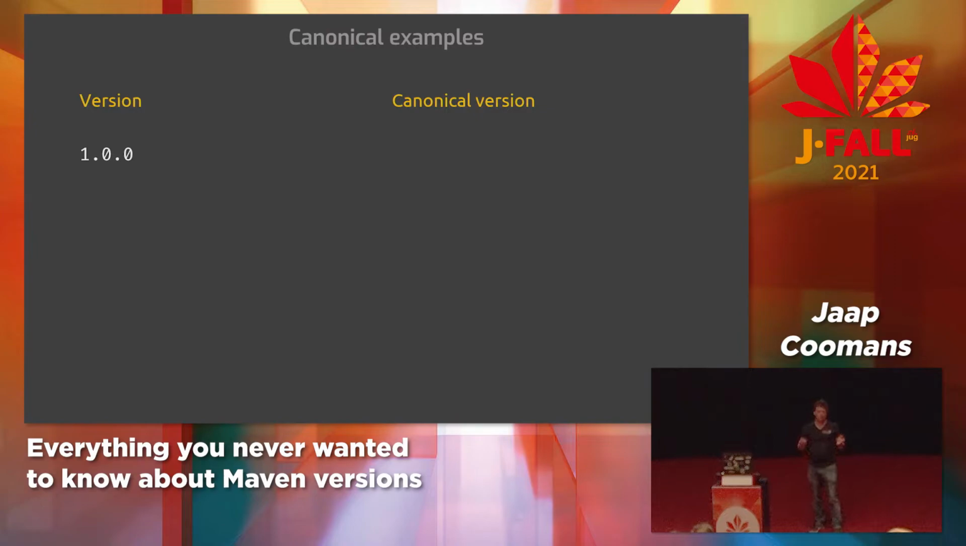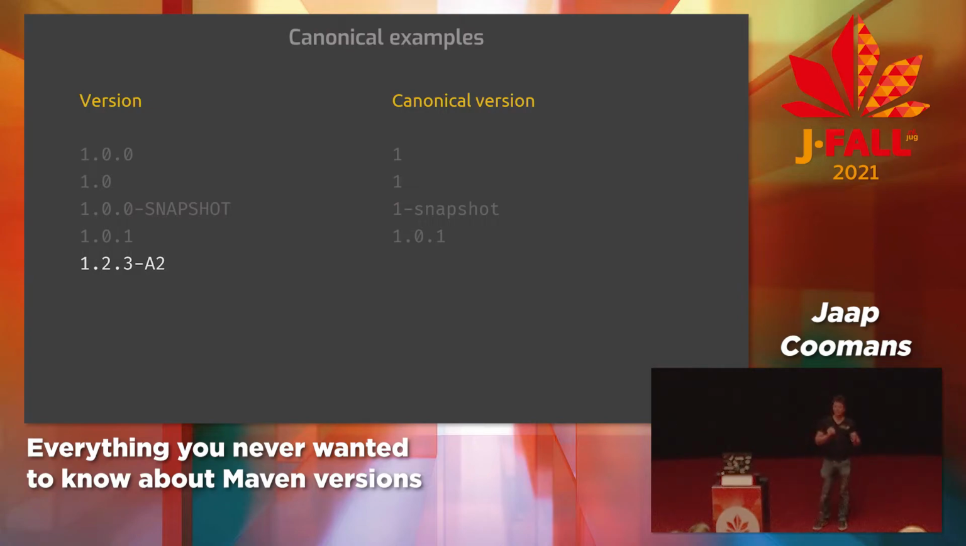The first version, 1.0.0. What will be the canonical version here? That's 1. The trailing zeros are left off. Then, of course, 1.0, also 1. This explains why these versions are considered equal by Maven. Then you have 1.0.0-snapshot. 1-snapshot, indeed, with lowercase snapshot. Then another simple example, 1.0.1, 1.0.1. Nothing fancy there. But we're getting into the more difficult bits.